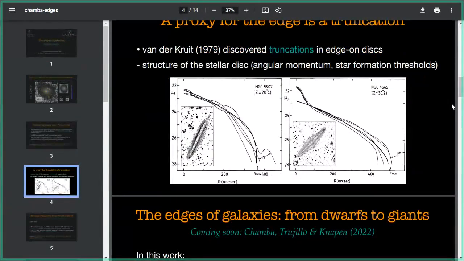So a proxy for this edge of star formation, we used the truncations of disk galaxies. This has been discovered before in the 70s. Essentially, these plots here are radial surface brightness profiles of galaxies. And all of a sudden, as you can see at the outer part of the galaxy, there's a cutoff in their profile. There's a lot of work that has been done before to understand what this could be in terms of the structure of the disk. One argument is that these truncations are related to star formation thresholds. So we use this as a proxy for our definition of the edge. Next slide, please.